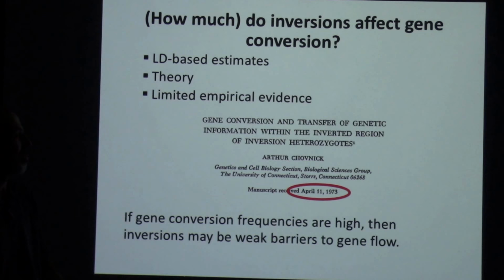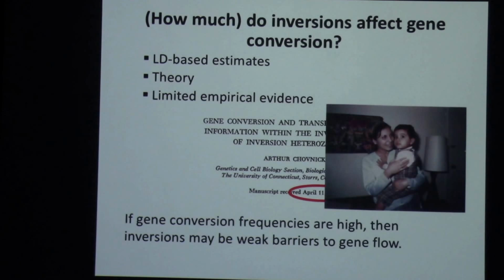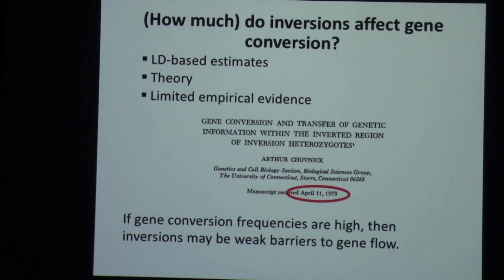I could only find one study, amazingly published in 1973. So this is me at the time. That's the only study that actually looked to see if rates of gene conversion are reduced in inverted regions relative to collinear regions. And it was very, very minimalist. I mean, for the time, it was fantastic, but very minimalist. And it suggested that gene conversion still happens at fairly high rates. Now, if gene conversion frequencies are high, then inversions probably, over the long term, are not super strong barriers to gene flow.